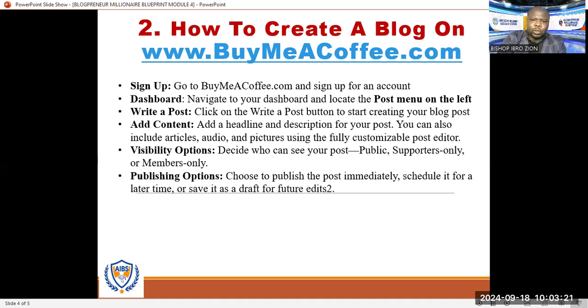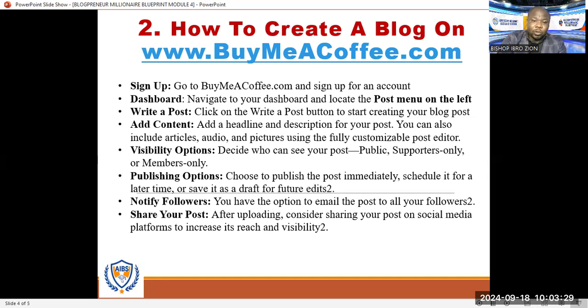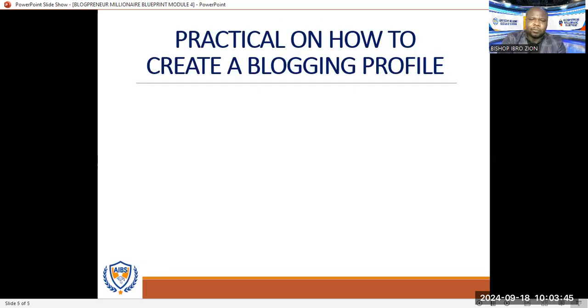Publishing options. Choose to publish the post immediately, schedule it for a later time, or save it as a draft for future editing. Notify followers. Once you have done this, notify followers. You have the option to email the post to all your followers. Share your post. After uploading, consider sharing your post on social media platforms to increase its reach and visibility.